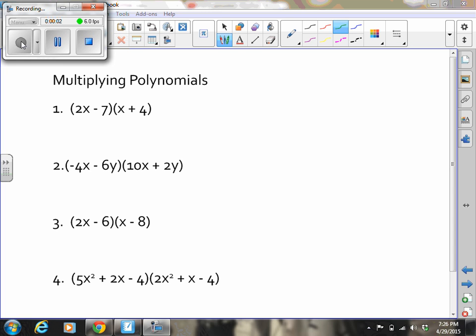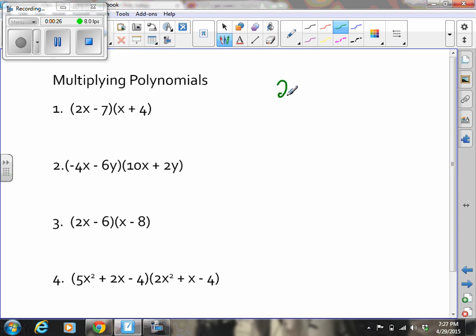Okay, this is our last concept in Unit 1. We need to know how to multiply polynomials. Multiplying is not as tricky as adding and subtracting in that I don't have to look for like terms, but it's a little more tedious. There's going to be some adding and subtracting involved after you do your multiplication. So what's easiest is if we base multiplying polynomials off distributive property.